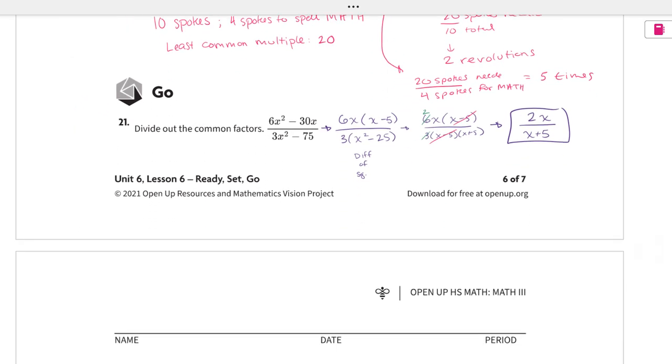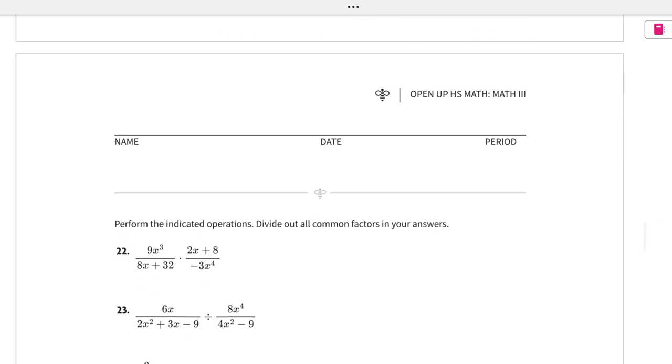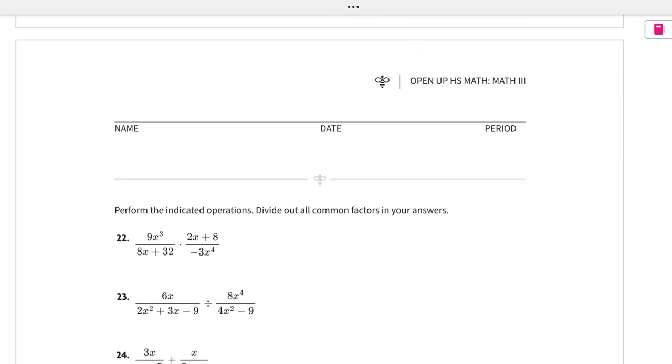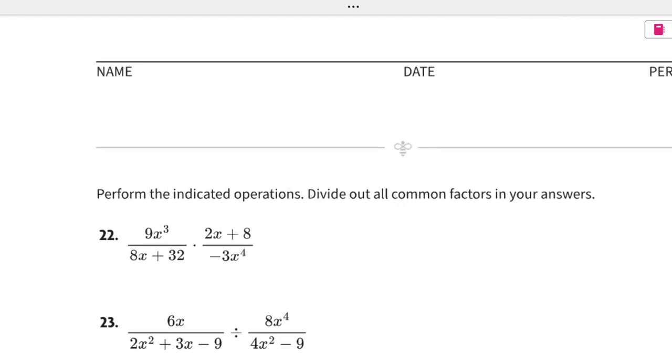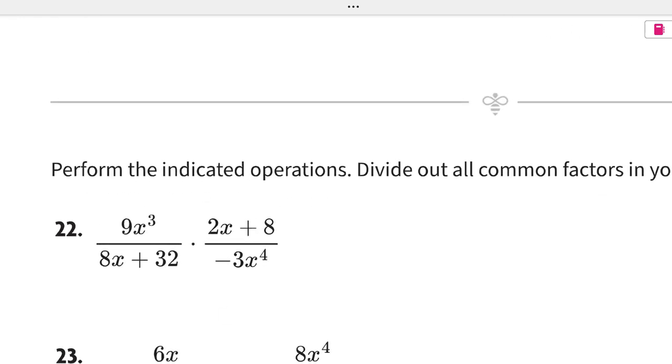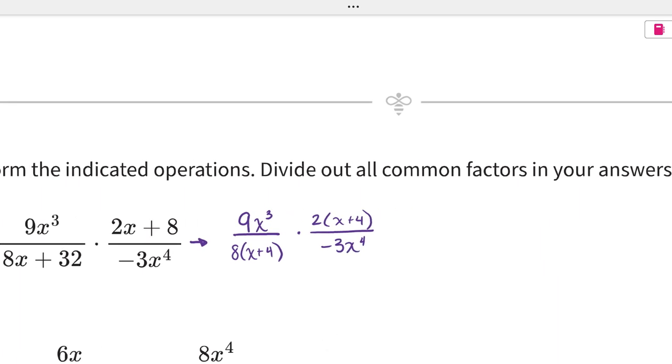Okay, let's go down to question 20. Question 22, sorry. It says perform the indicated operations. Divide out all common factors in your answer. So this one wants us to multiply in question 22. But just like above, let's reduce whenever we can. 9x to the third. No, there's no greatest common factor there because it's only one term. But here I can factor out an 8 and get x plus 4 in parentheses. And here I can factor out 2 and get x plus 4 in parentheses in that second numerator. And here there's nothing to factor out, so let's leave it as negative 3x to the fourth.